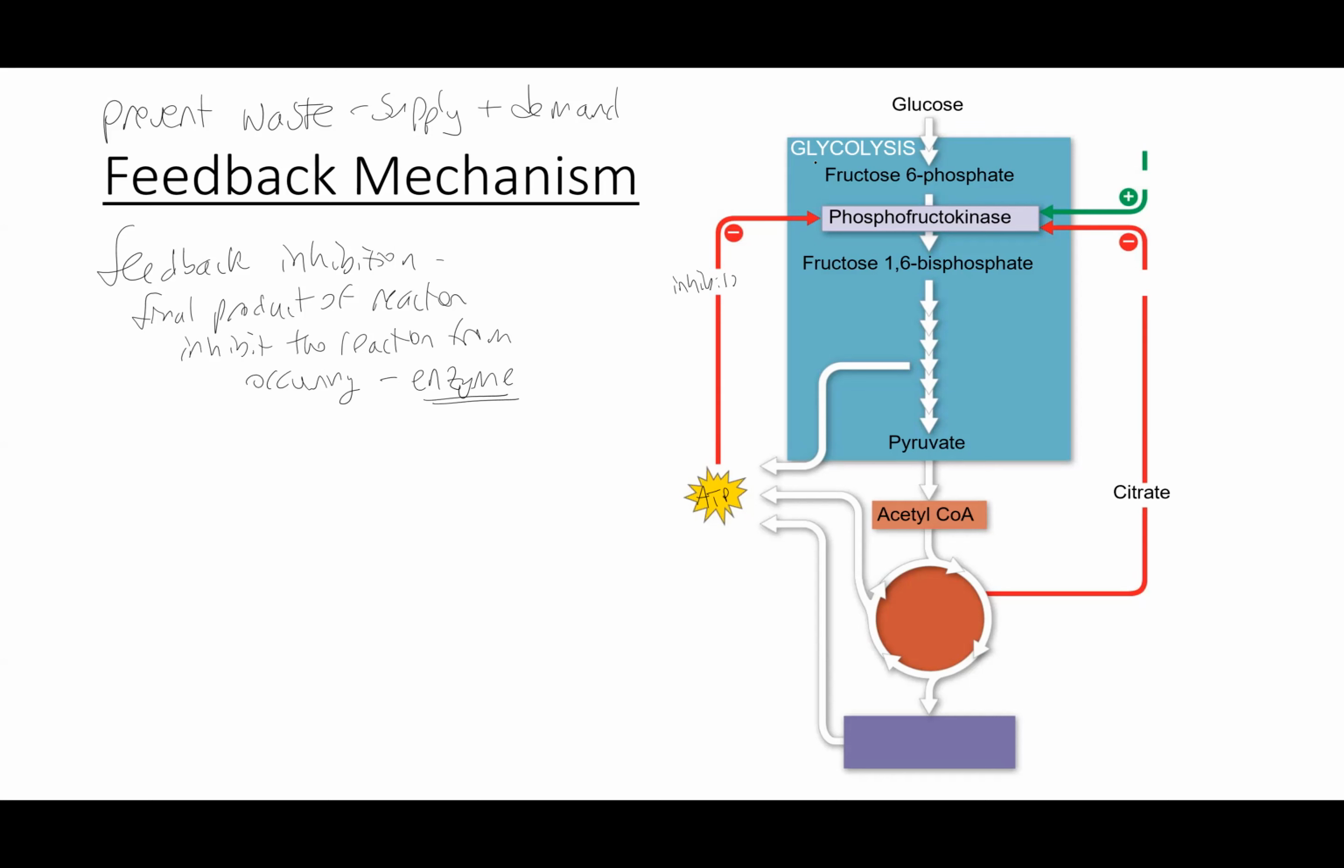We start with glucose, we go through glycolysis, and we go through the oxidation of pyruvate, the citric acid cycle, and oxidative phosphorylation. And the products at each of these levels are ATP. When you get enough ATP produced, the ATP itself will actually stop this enzyme from functioning: phosphofructokinase, or PFK.